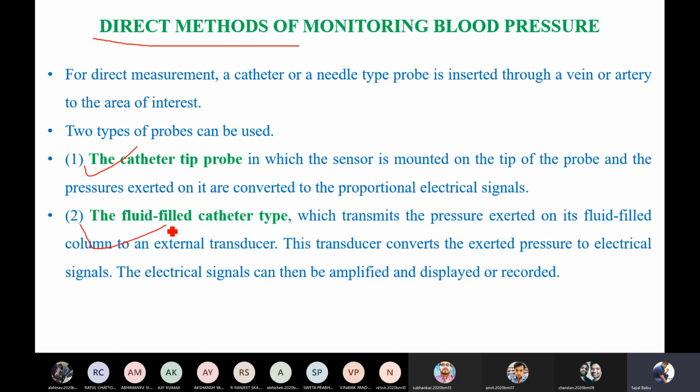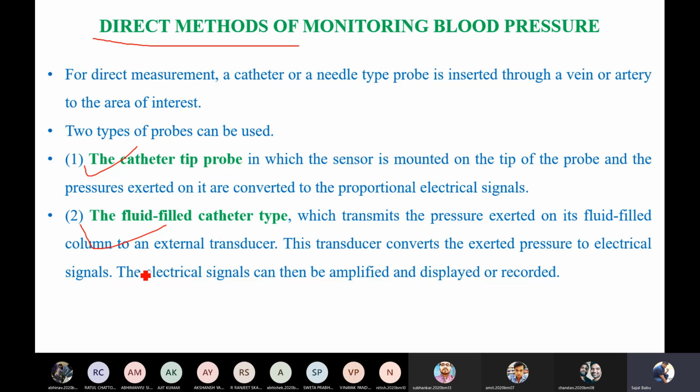Whenever you puncture the blood vessel and insert the probe inside the blood vessel, the sensor at the tip of the probe goes inside your blood vessel and measures, because the blood flows through the sensor. The sensor directly converts the pressure in the blood into an electrical signal, and this electrical signal is displayed on your display. So this is how the catheter tip probe works.